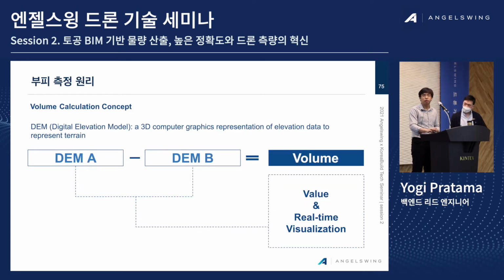Yeah, so to simplify greatly the concept of the volume calculation, basically you just subtract one DEM from another and then gather the subtraction result and then you will get a volume. And with Angelswing, we help you calculate the value and also provide a real-time visualization as you have seen in the video and in the slides before.